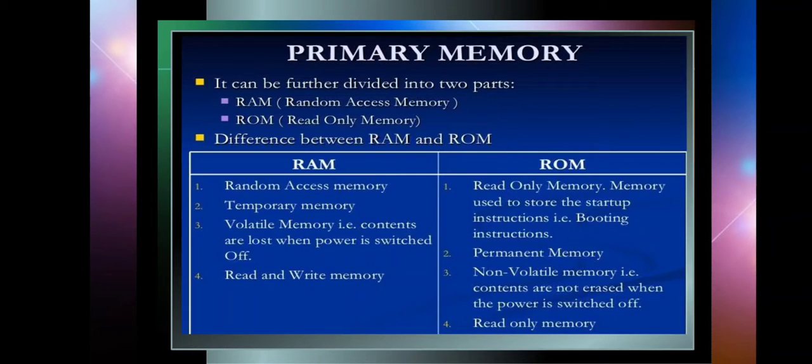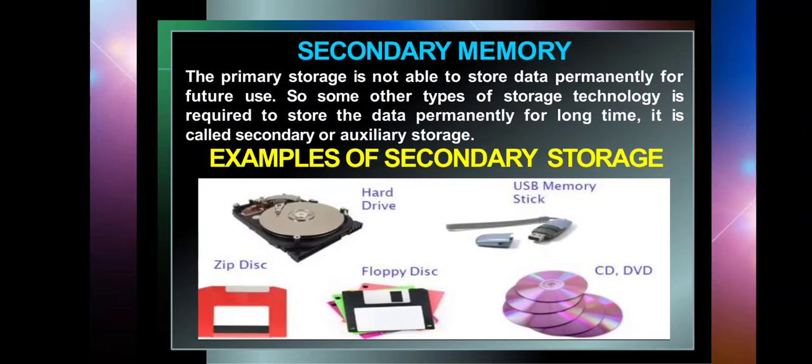Now we have primary memory. In primary memory we have RAM and ROM. RAM is random access memory, ROM is read-only memory, and as we know, RAM is a volatile memory and ROM is a permanent memory. In RAM we can read and write, and ROM is non-volatile, that is, contents are not erased when the power is switched off. It is read-only memory.